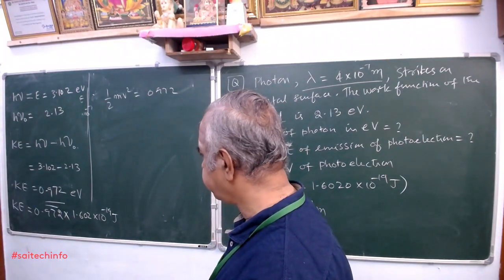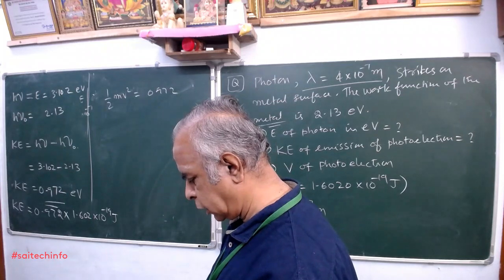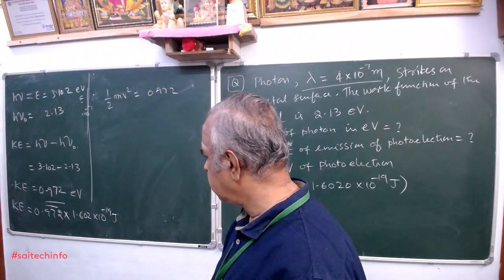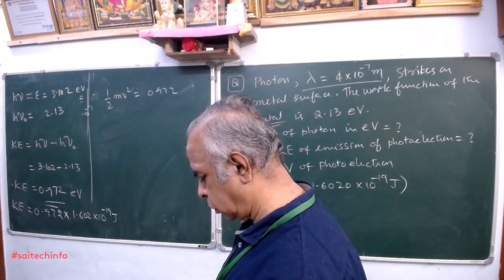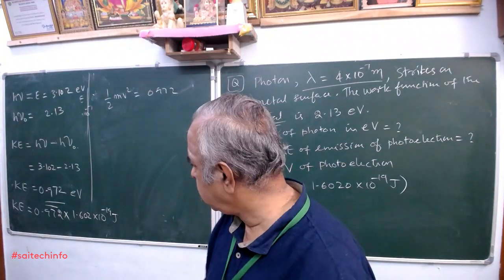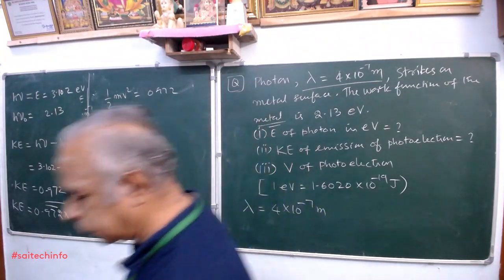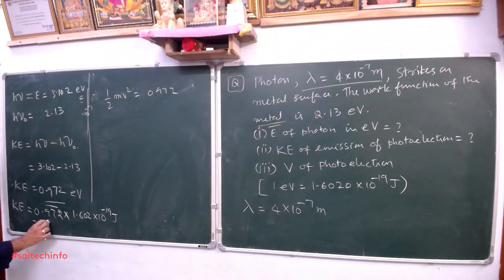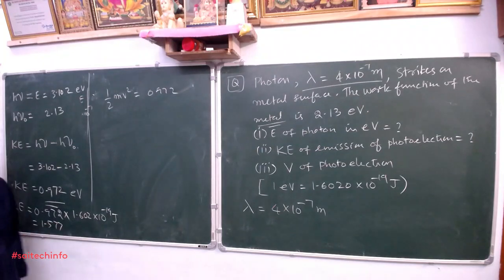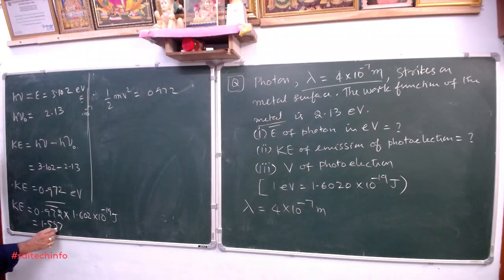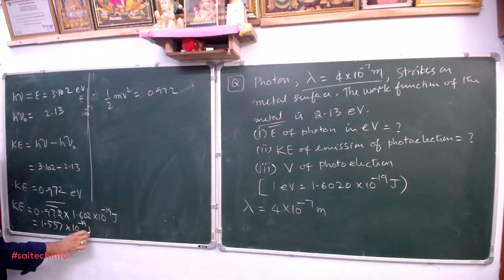Zero point 972 into 1.602 is equal to 1.557, correct? So that is equal to 1.557 into 10 power minus 19 joule.